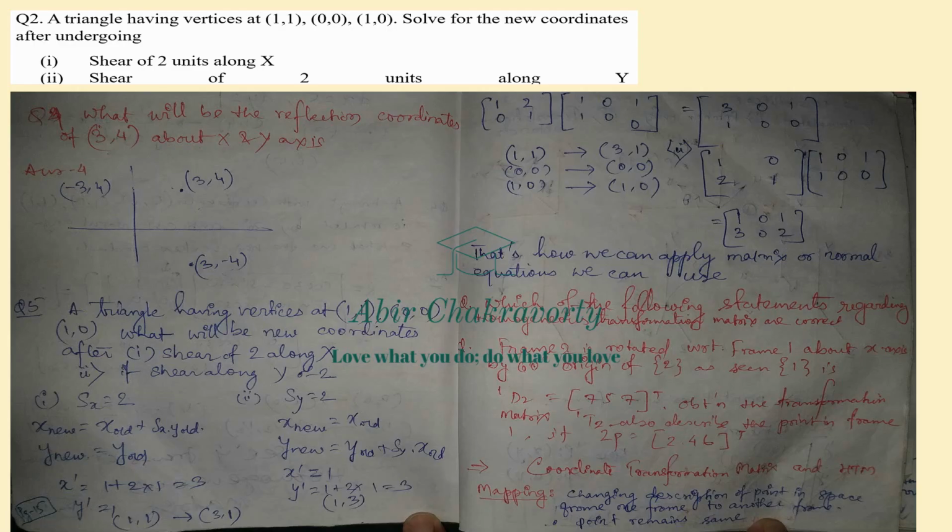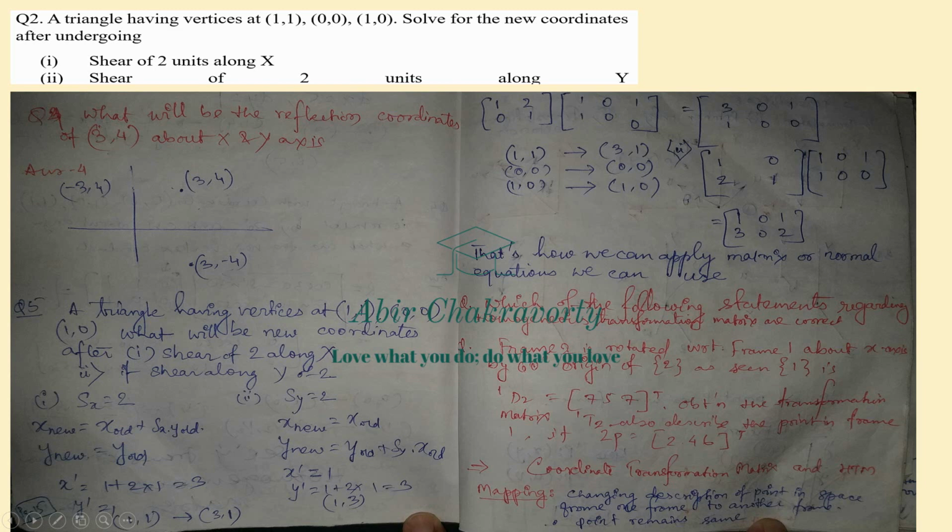Now if we see the second type of questions, like location of vertices, that is 1 1, 0 0, 1 0, we solve for new coordinates after undergoing first a shear of 2 units along X and second a shear of 2 units along Y. See, in this type of question, vertices are given 1 1, 0 0 and 1 0. We create a triangle. After that a condition is given. How we solve it is that a shear of 2 along X is there. So Sx is equal to 2.